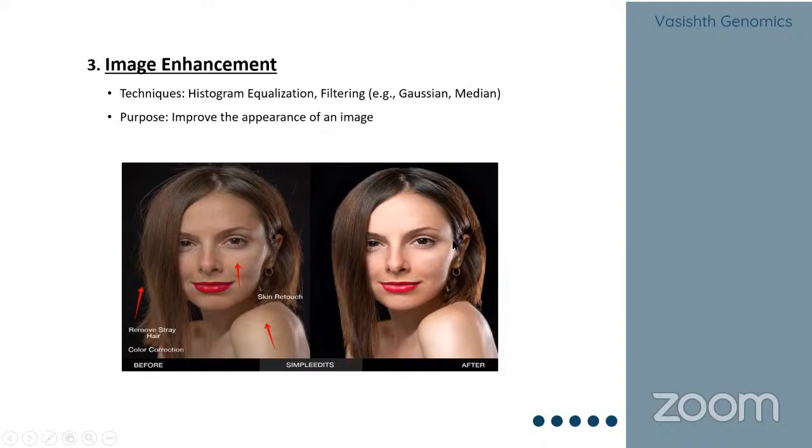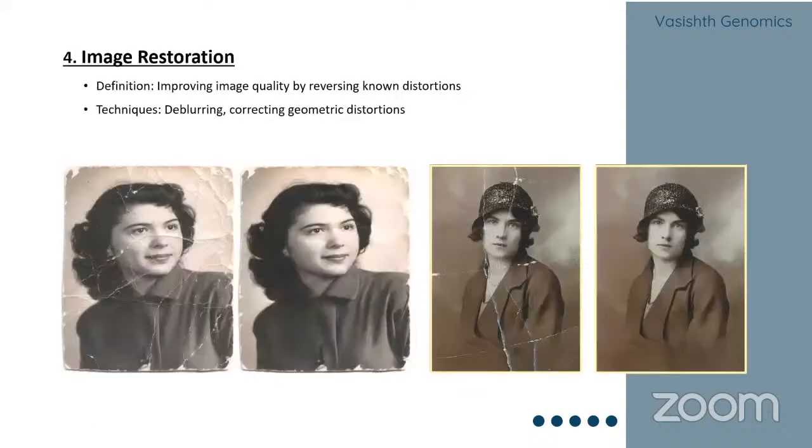You can see it has become very sharp. This is a bit blurred, this has become very sharp. So you can see here, this is an old image, and this is after processing. You can see how nicely it is looking. Even this one, after processing, it is looking like this. So all these things you can do.